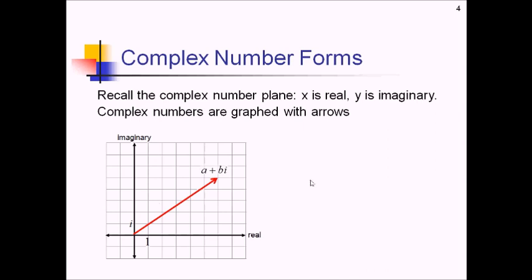So now the rectangular form of a complex number is this right here. This is what you learned before. This is a plus bi. Again, a is kind of like an x value, b is kind of like a y value. There's a polar form for that now.